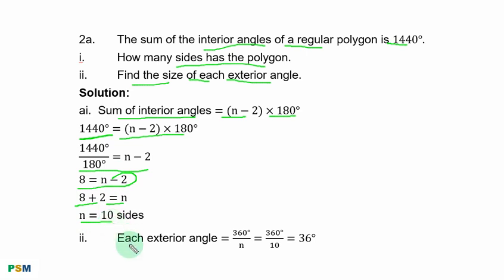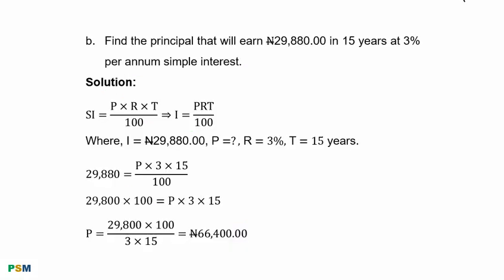Roman figure 2, each exterior angle is equal to 360 degrees divided by n. You have 360 degrees divided by 10, and that is 36 degrees. Question 2b. Find the principal that will earn 29,880 naira in 15 years at 3% per annum simple interest.